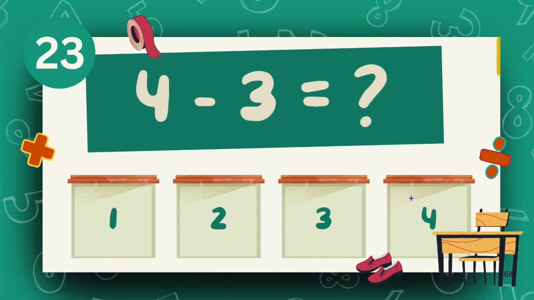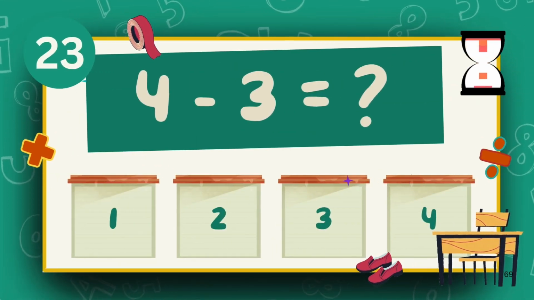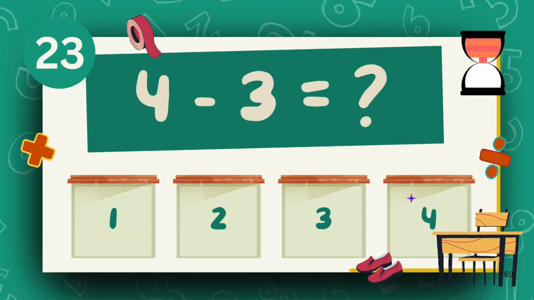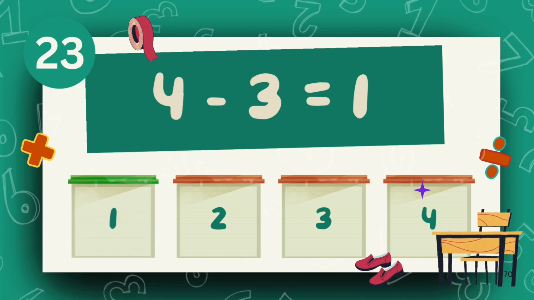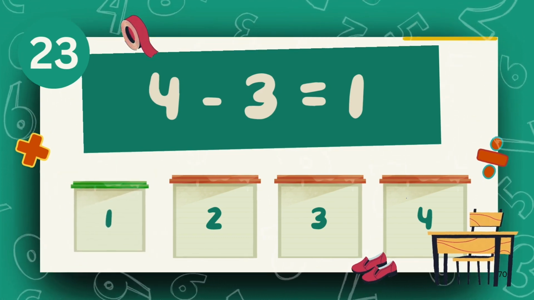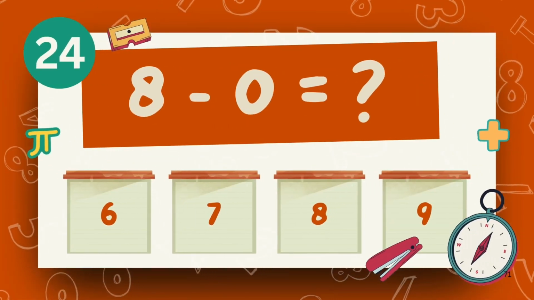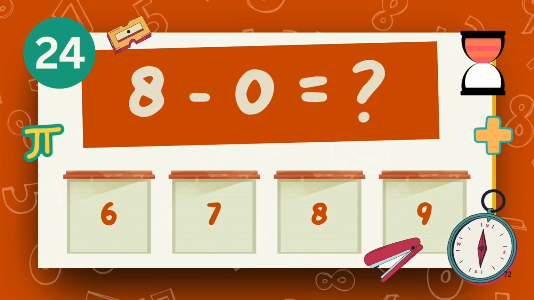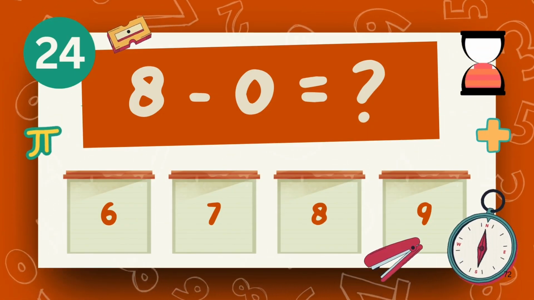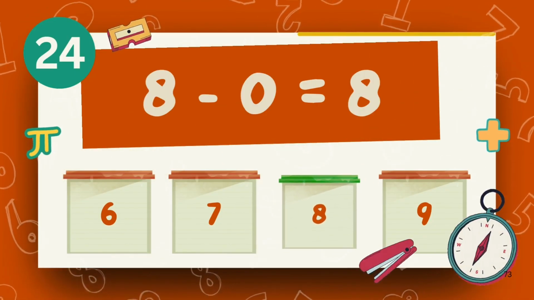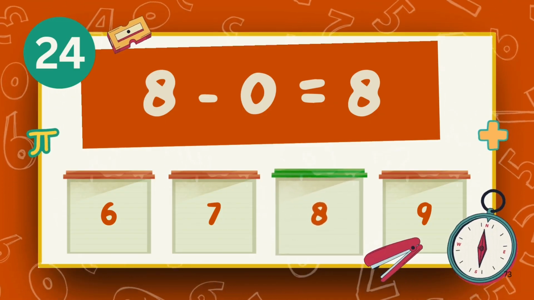What is 4 minus 3? The answer is 1. What is 8 minus 0? The answer is 8.